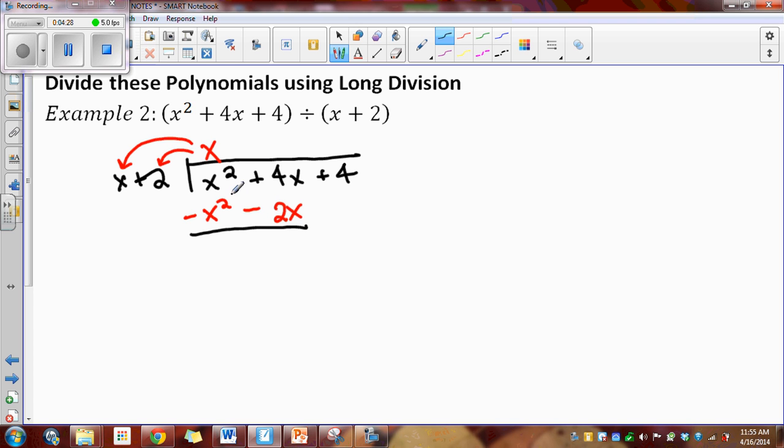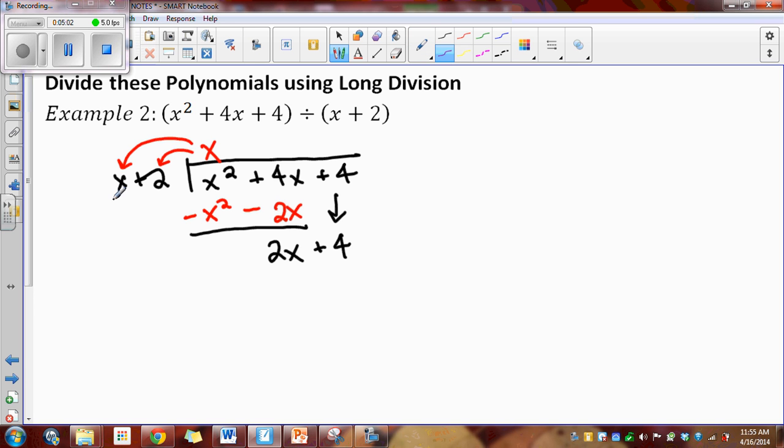Now when we do that, x squared minus x squared is 0. You can write it if you want. And for a positive 4x minus 2x is 2x. And just like in regular long division problems, you bring down the next term. So let's bring down that plus 4. And if we erase the stuff that we don't need, we don't really need that 0 there. We're just left with 2x plus 4.